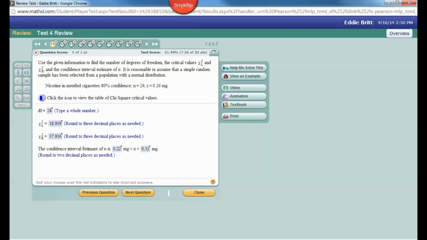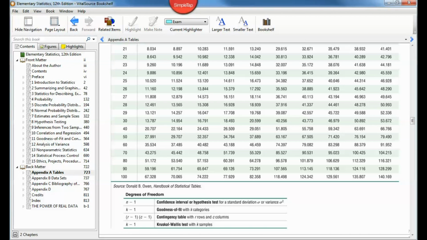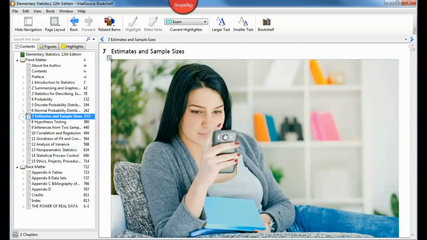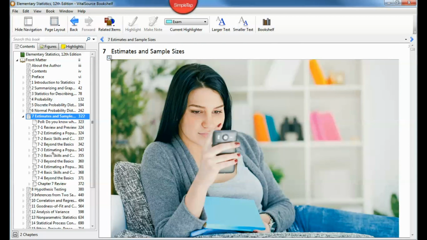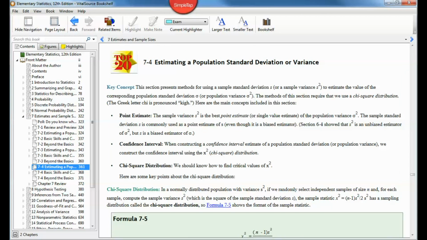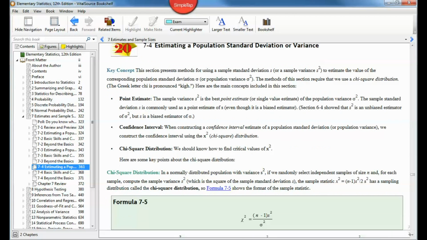Now, the confidence interval estimate. This is where we're doing our actual confidence interval. So we need a formula to find the confidence interval. All right, so I'm going to go back to your textbook, and let's go into that section. It's chapter 7, section 4, I believe. Yeah, estimating a population standard deviation or variance. That's chi-square.